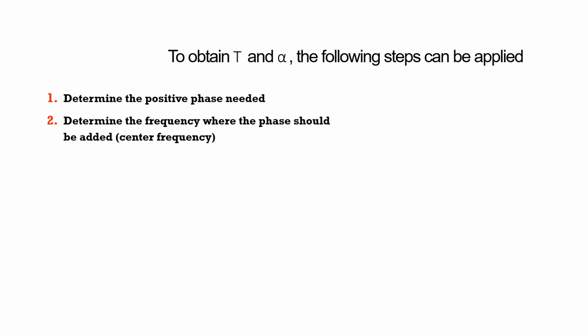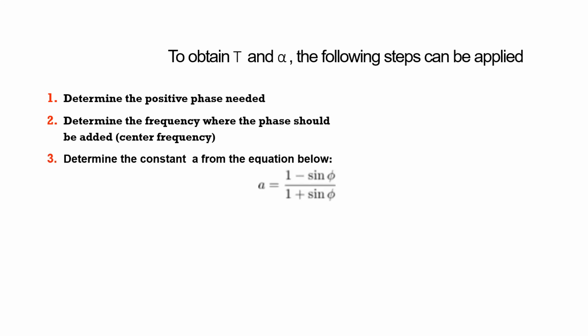However, the solution for this problem is that we have a relation between the bandwidth frequency and settling time, which is around 1.92 radians per second. Therefore, we should have a center frequency just before this. For that, we will assume our center frequency is 1 radian per second. Now we should determine our constant A from the equation below. A is equal to (1 - sin φ) / (1 + sin φ).